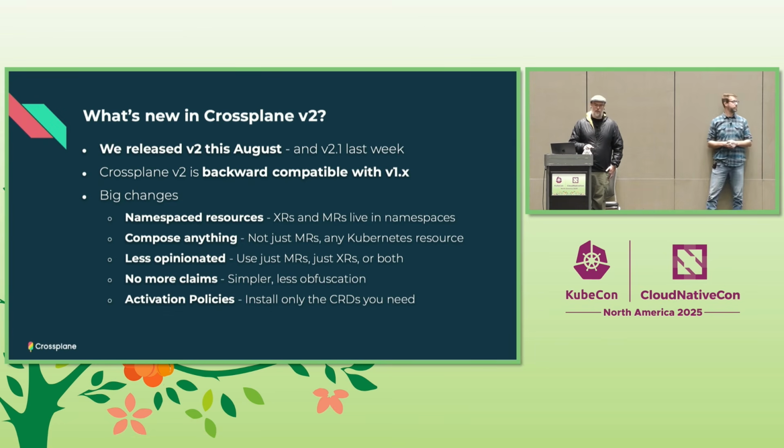We're less opinionated about how you use Crossplane. We are really seeing it as a framework now. So if you just want to use one layer of Crossplane, if just the composition layer is useful to you, or just the managed resource layer is useful to you, it's totally fine. The system is simpler. We got rid of claims. And something that long-term users of Crossplane will probably be pretty excited about is that we now have what we call activation policies, which means you only have to install the CRDs, the types that you actually want when you install a big provider like AWS. You don't have to have tens or hundreds of extra CRDs that aren't relevant to you installed.